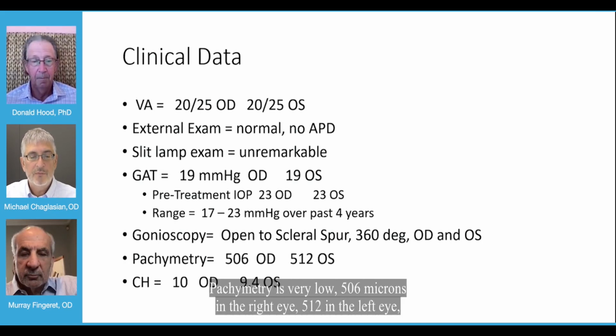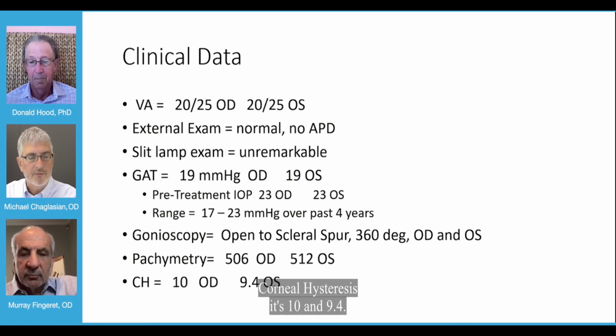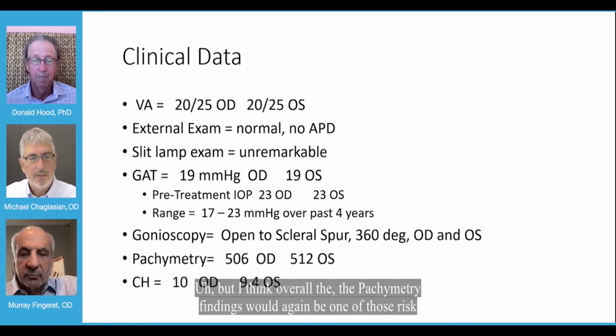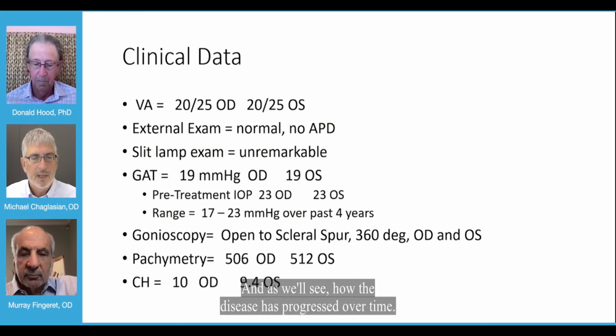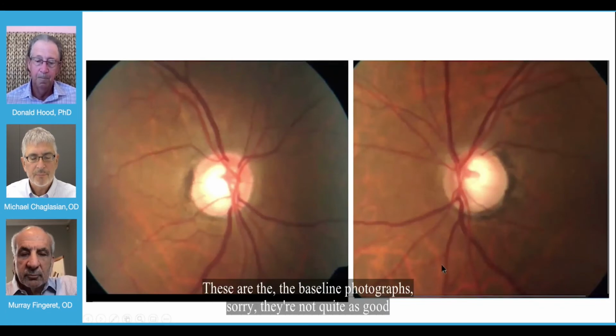Pachymetry is very low, 506 microns in the right eye, 512 in the left eye. And the corneal hysteresis, we look for low numbers with corneal hysteresis, it's 10 and 9.4. But I think overall the pachymetry findings would be one of those risk factors, or at the onset, cause to be cautious and concerned about this patient, as we'll see how the disease has progressed over time.